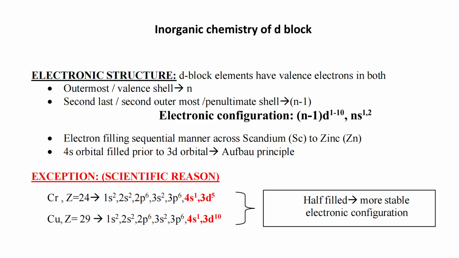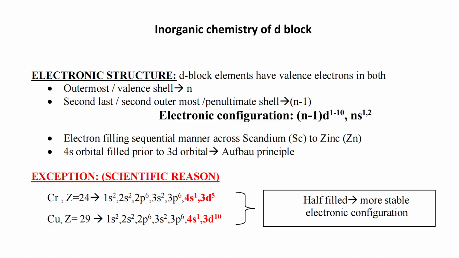D block elements can have a maximum of 10 electrons. So the electronic configuration for the d block elements is (n-1)d1 to 10, ns1 to 2. This n-1 shows the penultimate shell, which is the second last shell.